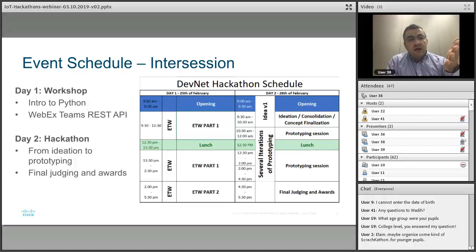So those were the components for the first day. And the second day was the actual hackathon. And referring back to Yvonne's presentation, who had all the topics of ideation, consolidation, concept, and prototyping spread across 3 days, it was actually crunched all the way into one day.